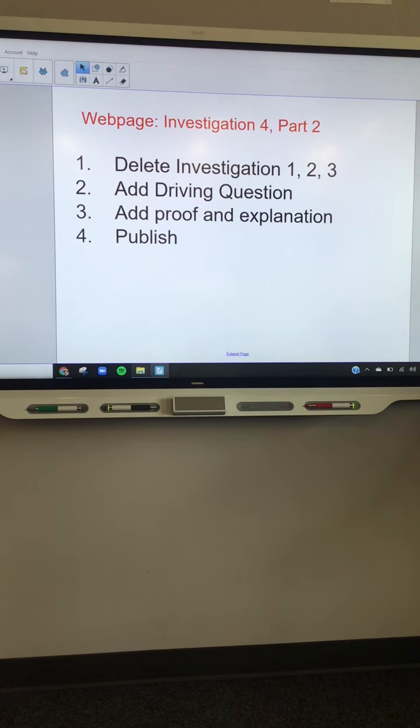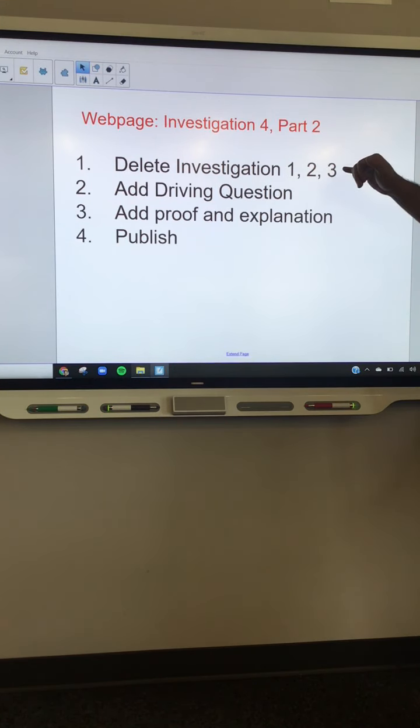You have 6 minutes to start your assignment, which is due Friday, because tomorrow we don't meet. Your assignment is to complete everything on your web page from Investigation 4, Part 2. I gave you that template that had all of our investigations, but we're starting this a little late. So if you want to totally delete the first, second and third sections, that's fine. All you're left with is Investigation 4 and 5.